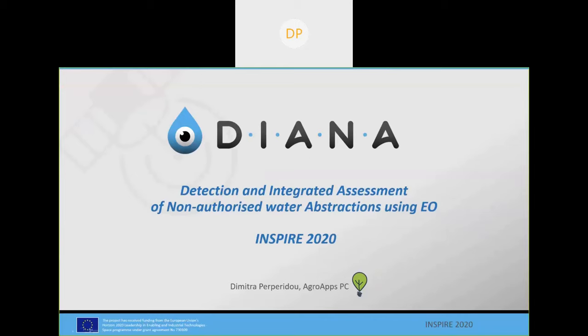So I am Dimitra Perperidou, for those that were not here in the introduction, and I'm representing Agraps, which is a small SME that is located in Thessaloniki. And I will talk to you about the detection and the graded assessment of non-authorized water abstractions using Earth observation data. So, give me a moment.